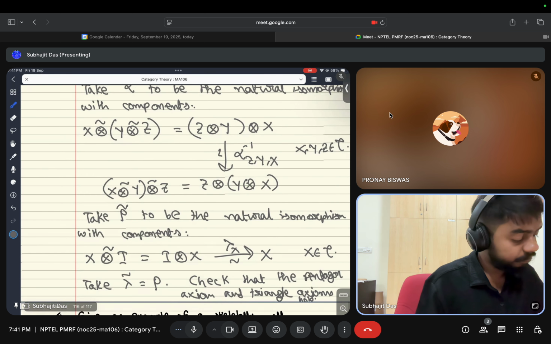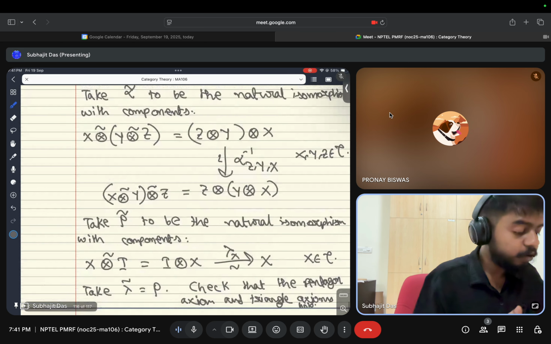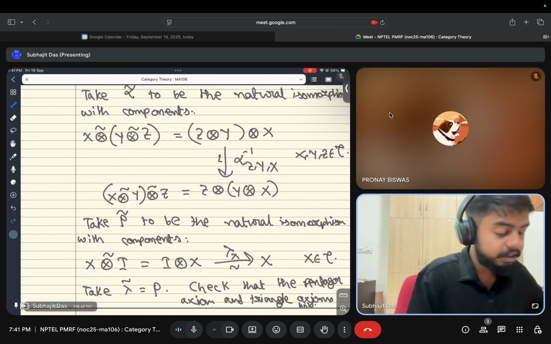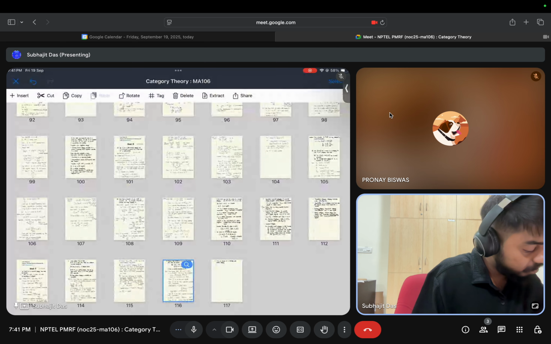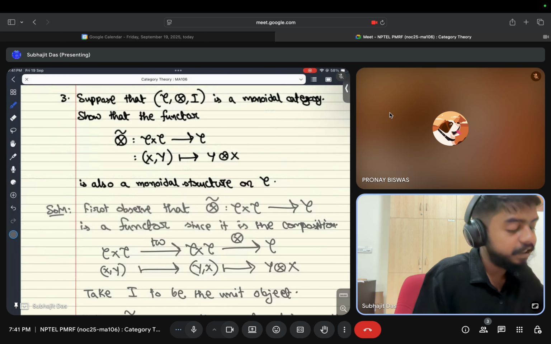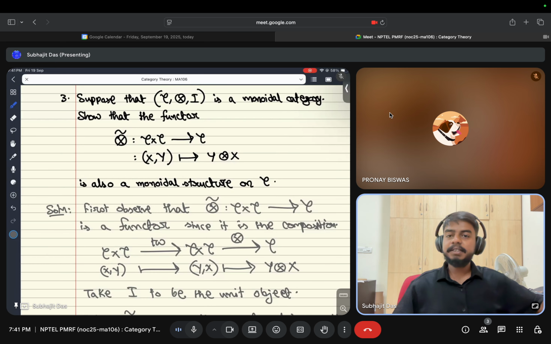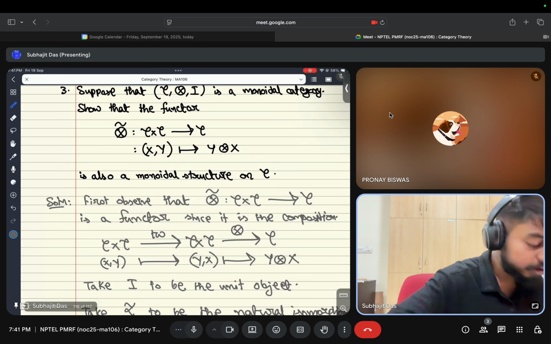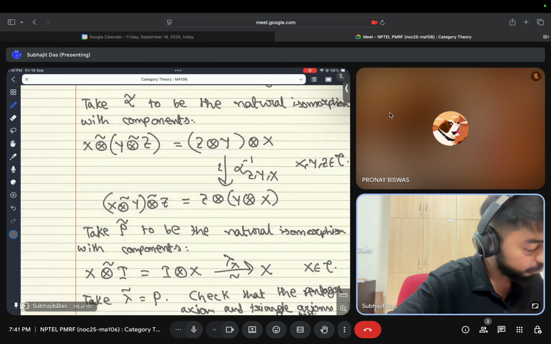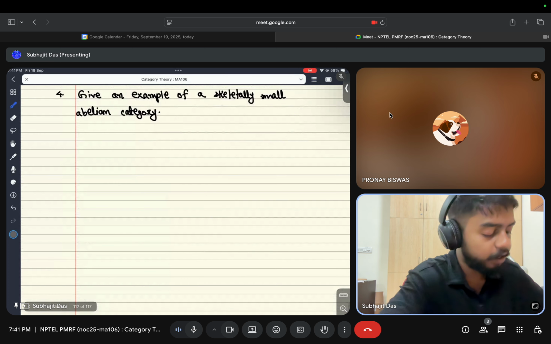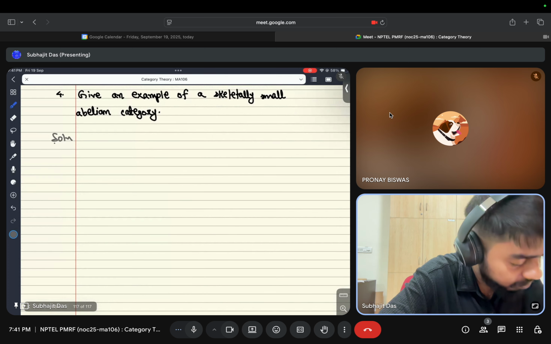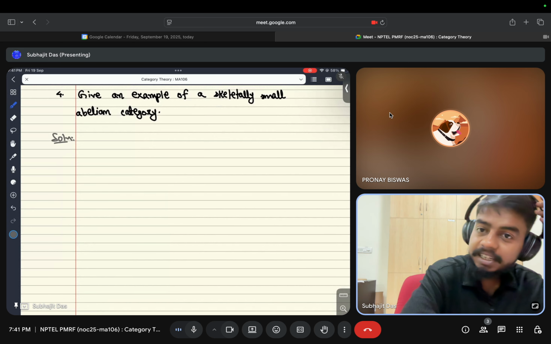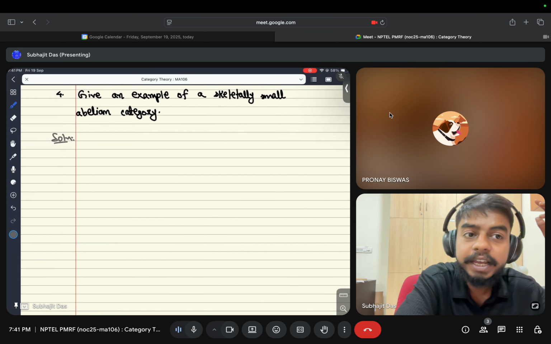Okay. So this makes C with tensor tilde and I into a monoidal category again. Okay. Quickly, let's move on. This is easy. Any questions?